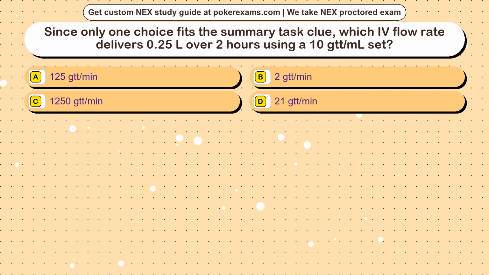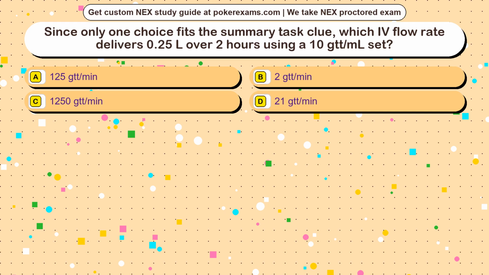Question 21. Since only one choice fits the summary task clue, which flow rate delivers 0.25 L over 2 hours using a 10 GTT/mL set? Option A, 125 GTT/min. Option B, 2 GTT/min. Option C, 1250 GTT/min. Option D, 21 GTT/min.